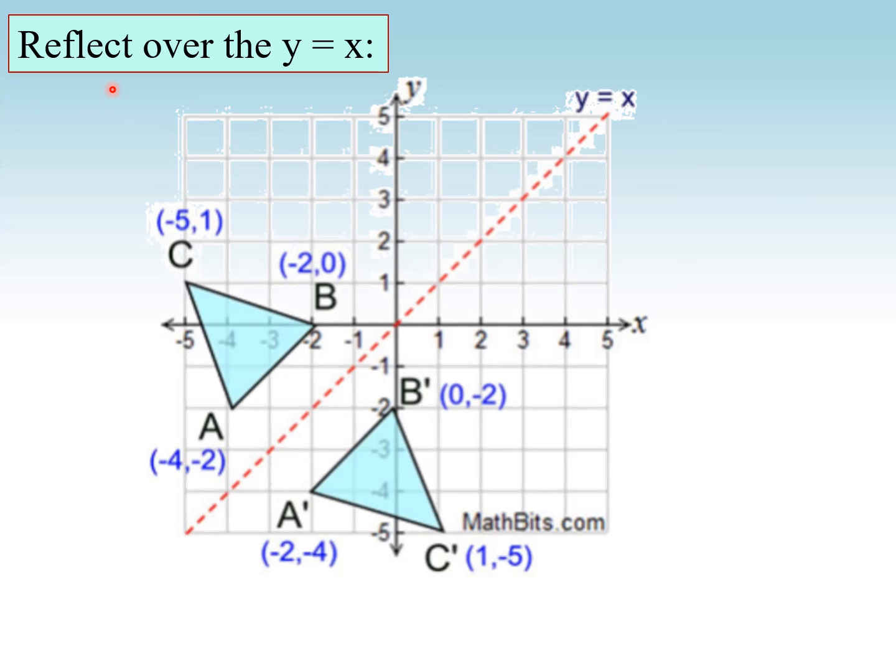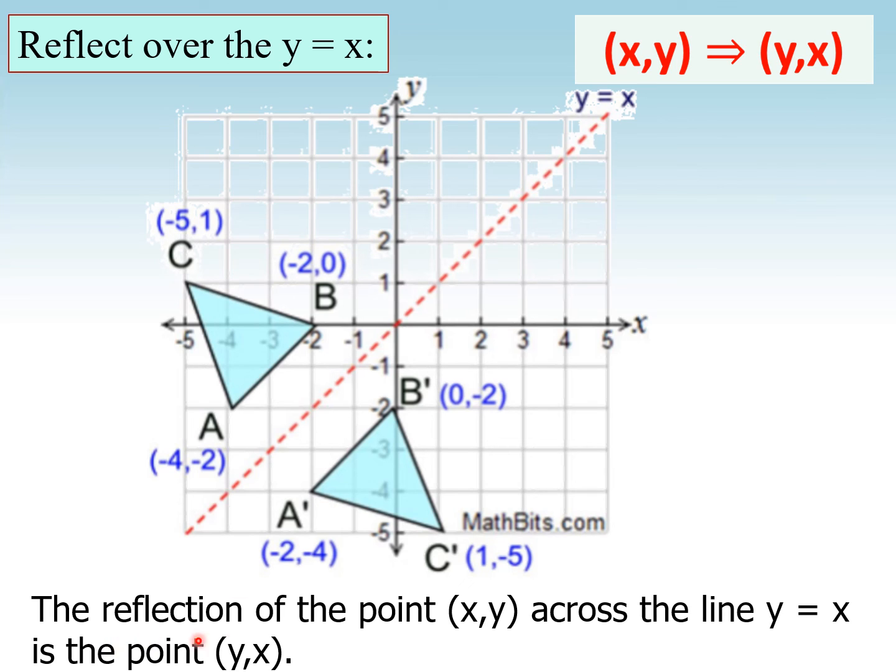Now, we are going to reflect over y = x. In here, we have the original (x, y) coordinates, and it will become the inverse. Your y will become the new x, and your x will become your new y. So the reflection of the point (x, y) across the line y = x is the point (y, x). You just need to interchange.